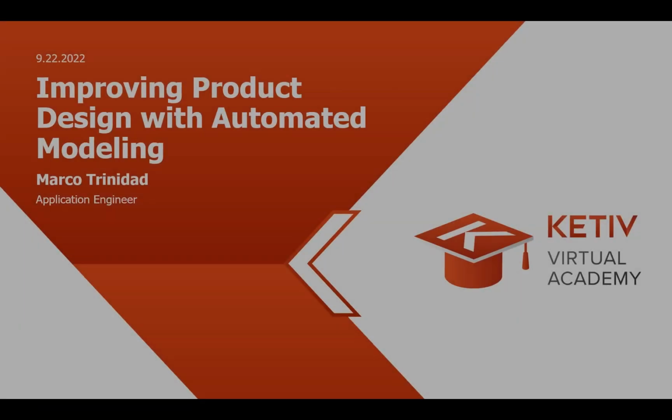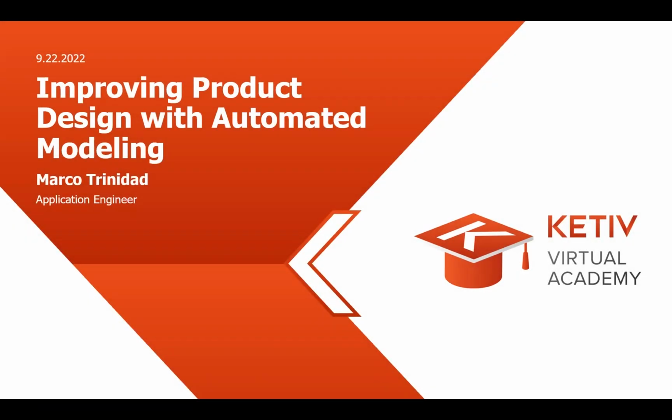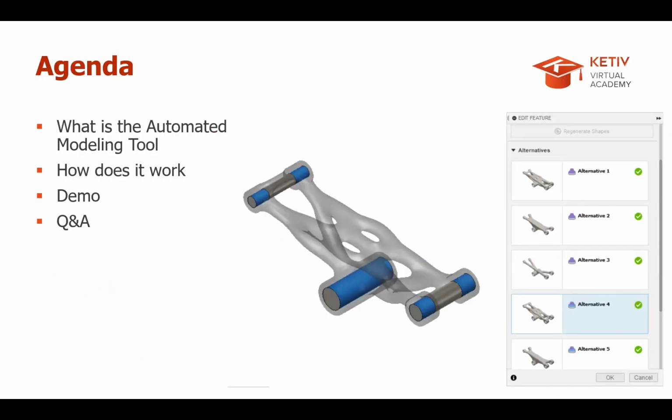Okay, good morning, everyone. So a little bit of what I'm going to be covering today is just what is the automated modeling tool in Fusion 360. I'm sure those of you who use Fusion might have seen it pop up on your ribbon bar. So I'm going to cover what it is, how it works, and I'm going to go into the software for a little bit and do a demonstration on a few different designs I put together, and then we'll finish up with the Q&A.